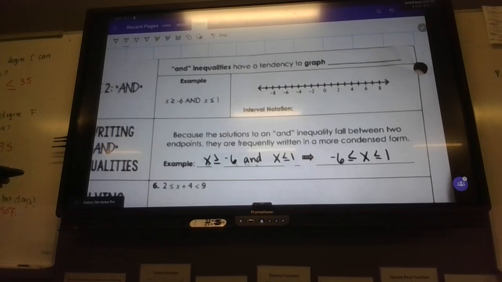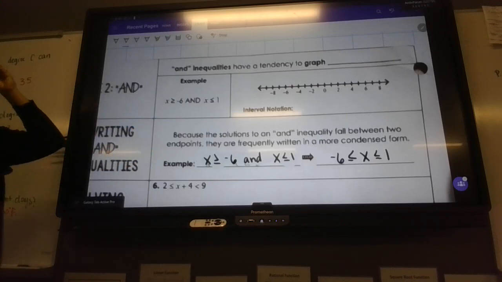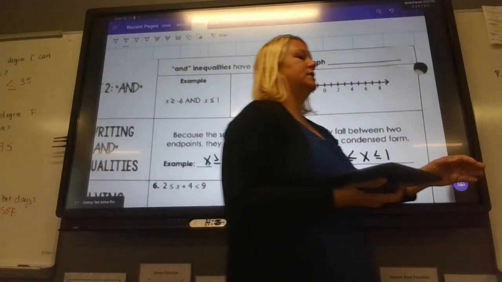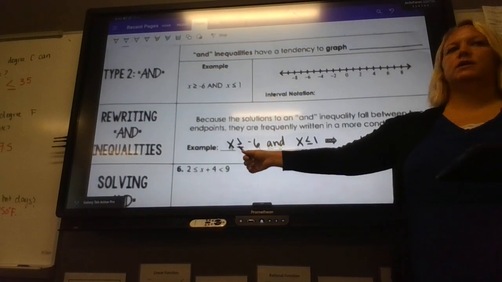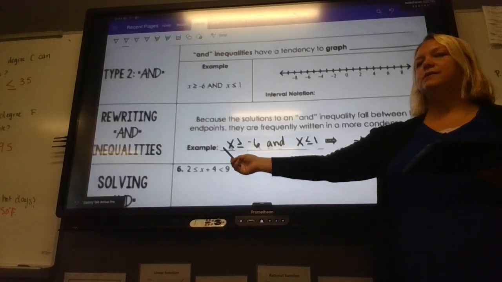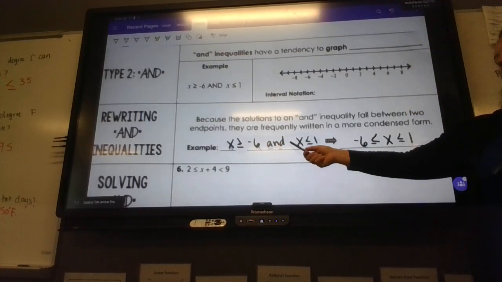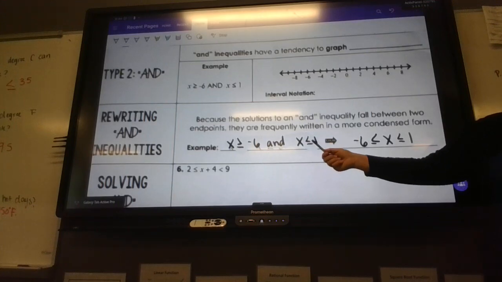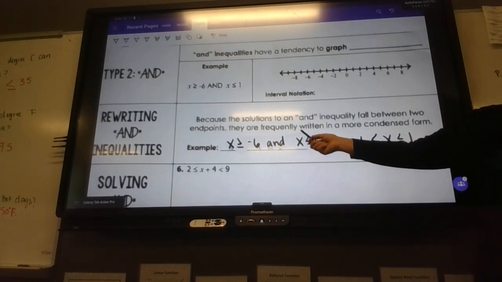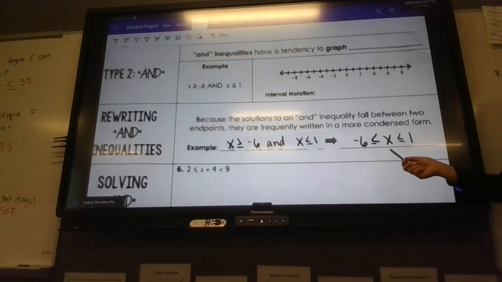Because the solutions to an inequality fall in between two endpoints, they are frequently written in a more condensed form. So technically, you're not wrong to say, okay, let's look at this situation. X is any number greater than or equal to -6, and it has to be less than or equal to 1. When that's combined that way, you could just say in a more concise, condensed way, X is every value between -6 and 1. So we'll do a closed dot at -6 and X are the numbers greater, and then a closed dot at 1 and X are the numbers less than.